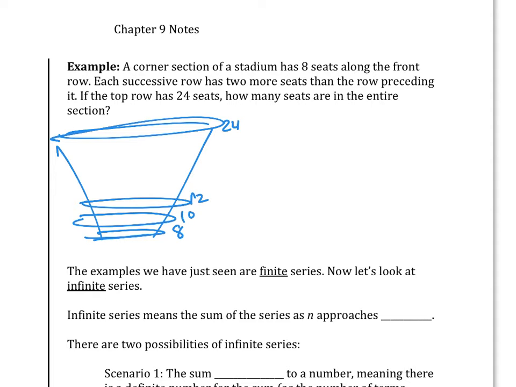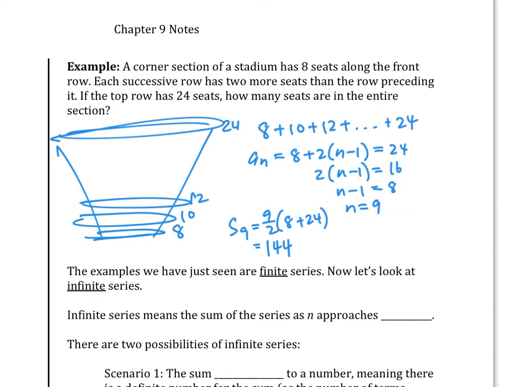So this is very apparent that this is going to be 8 plus 10 plus 12 plus all the way to 24. And looking at the series, you can see that this is arithmetic. So we need to first figure out how many rows there are, and then find the sum using the arithmetic sum. So go ahead and give this a try. Okay, please go ahead and check your answer.